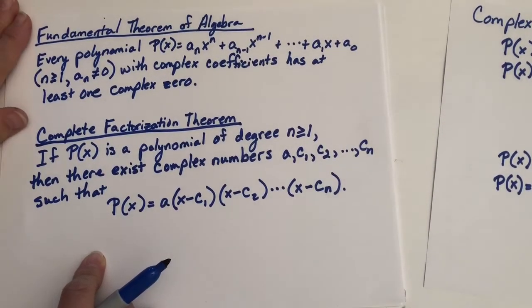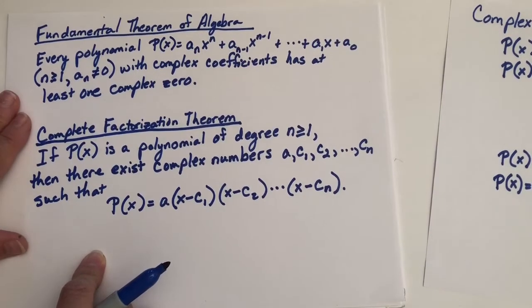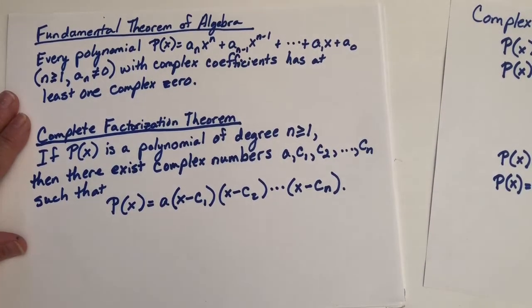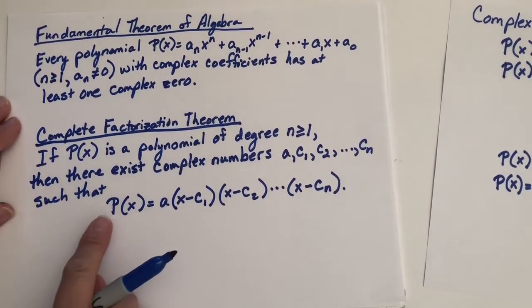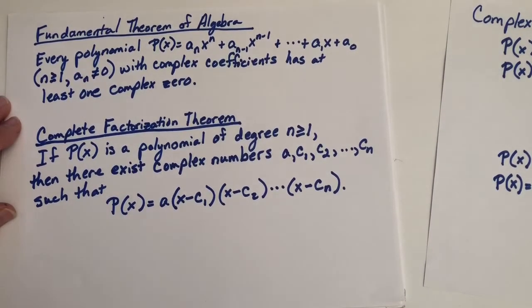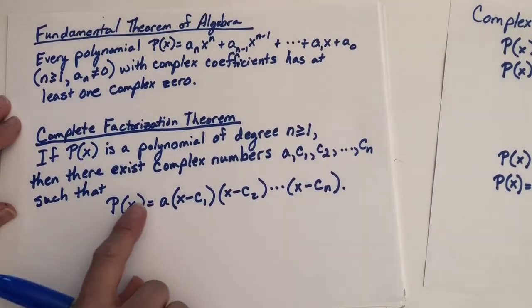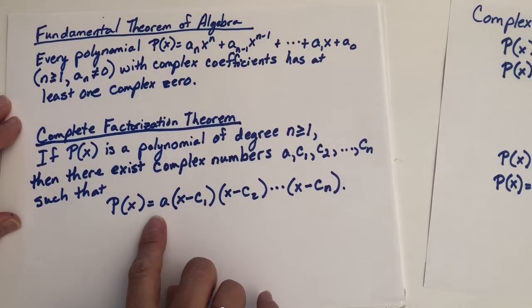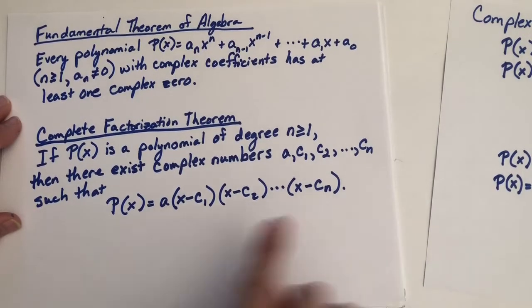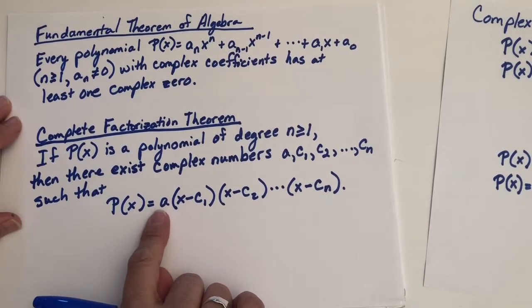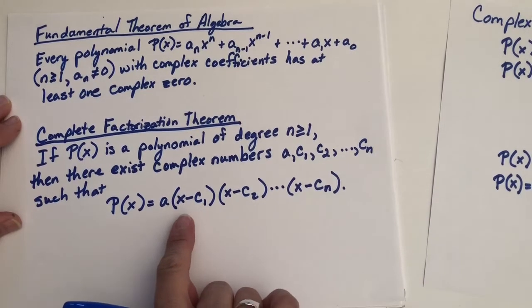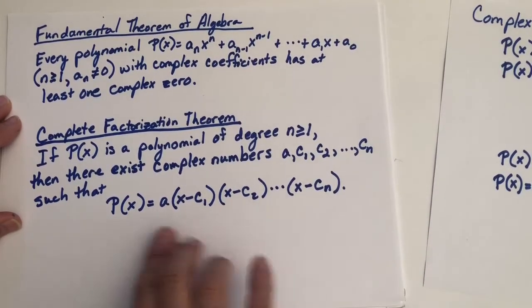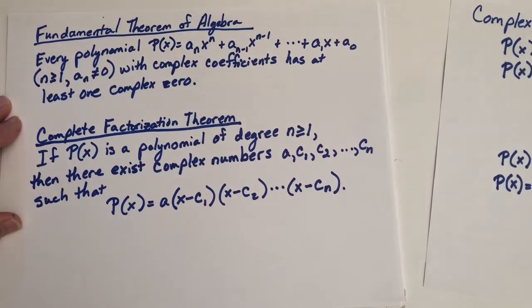The nice thing about that theorem is it gets us to this very important theorem related to what we're talking about today, and that is the complete factorization theorem that says if P of x is a polynomial that has degree greater than or equal to 1, there exist complex numbers such that P of x equals this product, some coefficient that's a constant times n linear factors, where n matches the degree of the polynomial.